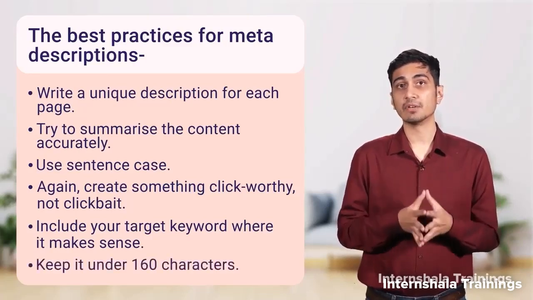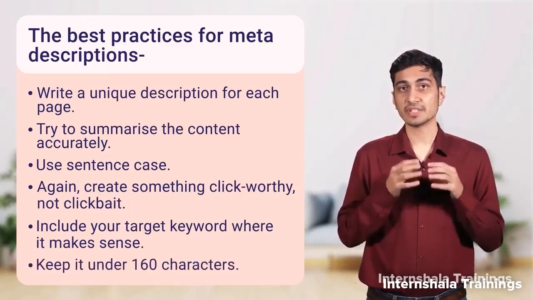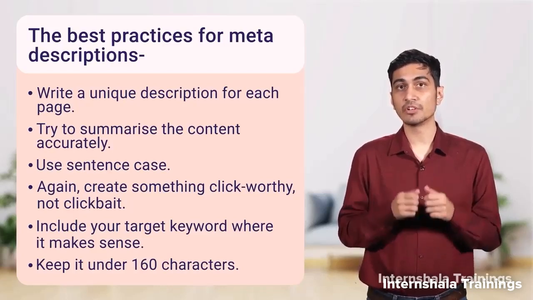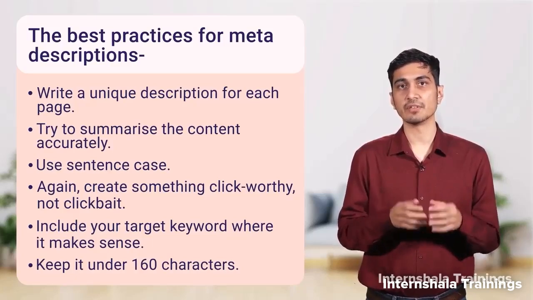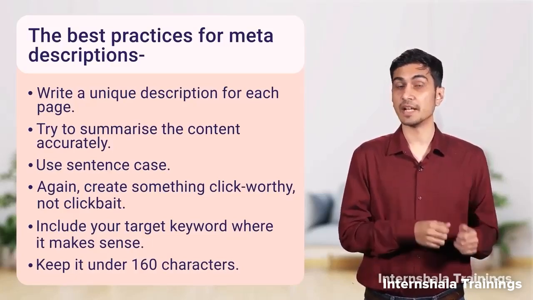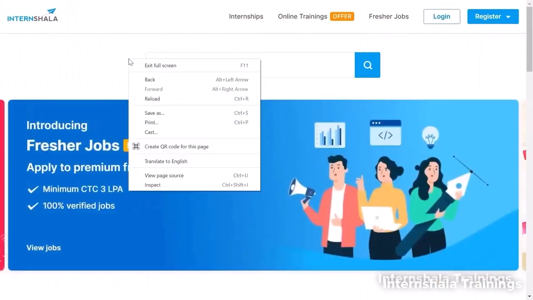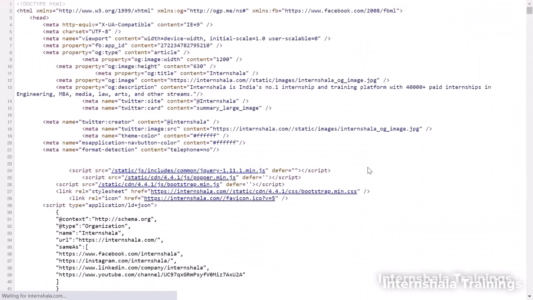Finally, keep it under 160 characters. 160 characters is the ideal limit for meta descriptions because Google trims anything over 160 characters while displaying it on the results page. Now, let us see where the description is added in the HTML code. Let us follow the same process to see the HTML code for Internshala's homepage.